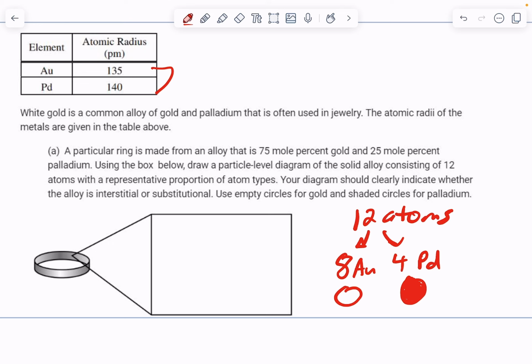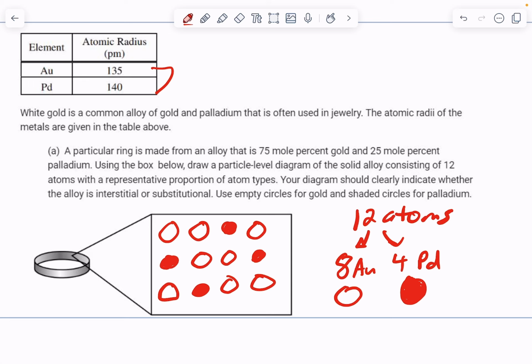So I just need to make sure I draw 8 gold and 4 palladiums, and it's probably mixed throughout. So I'll do a 4x3 here. Just want to make sure I have 4 palladiums and 8 gold. So I've got 1, 2, 3, 4, 5, 6, 7, 8 golds and 1, 2, 3, 4 palladiums. And this is probably the way I want to space it out. They're all about the same. It's very much substitutional, meaning they are spaced out evenly.